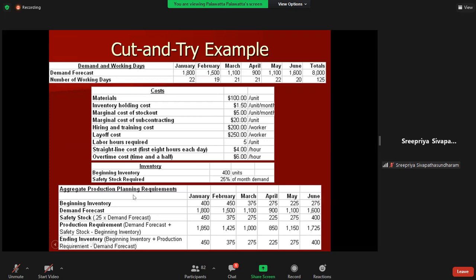In June, 1,600 plus 400 minus 275, you get 1,725. The ending inventory in each month is the safety stock. So here 450, 375, 275, 225, 275, and 400. This 400 is actually the ending inventory of the total planning horizon. Okay, is it clear up to this point, the calculations? Yes, it's clear.